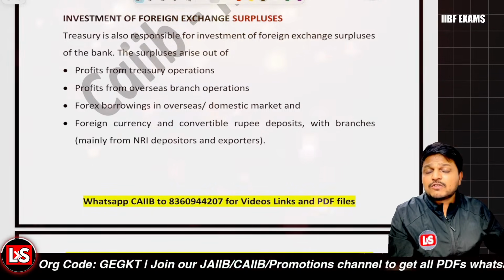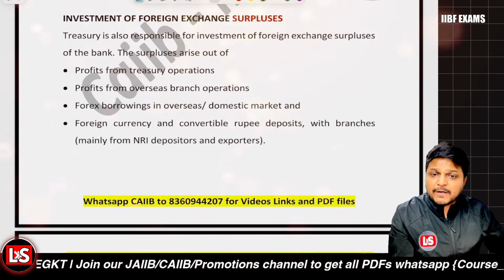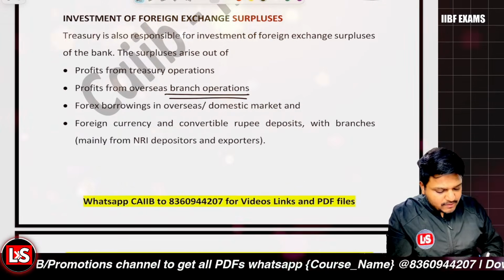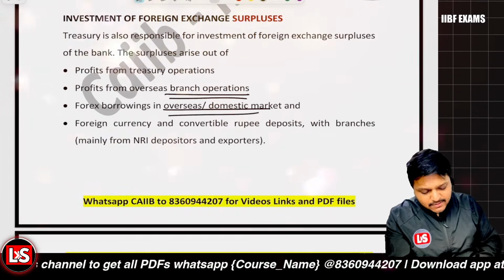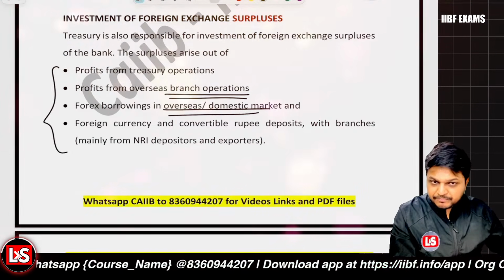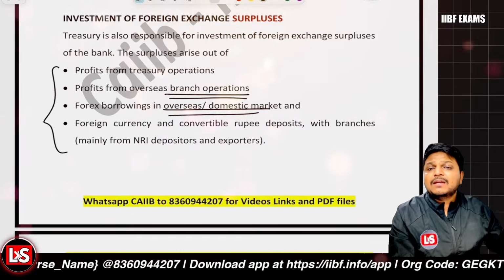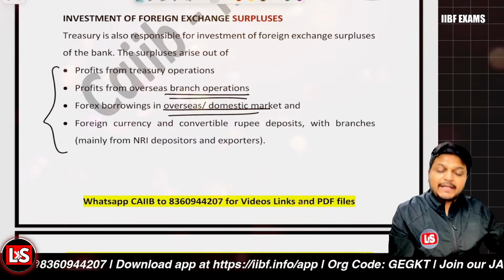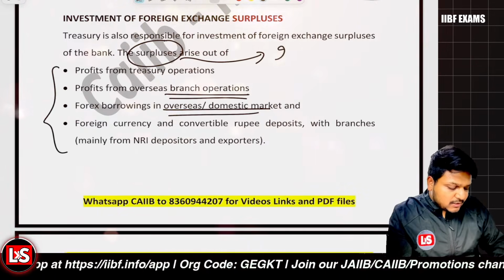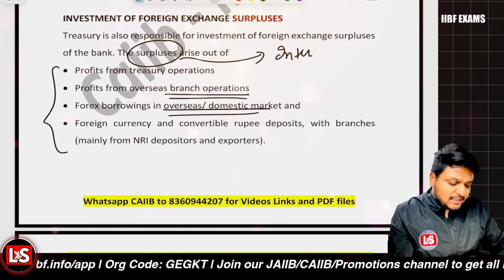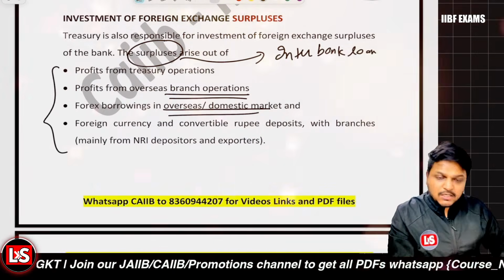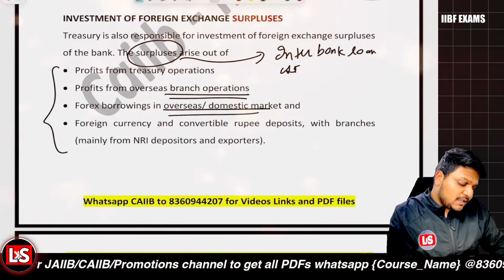Whatever profit you have from treasury operations, the branch operations or your overseas markets, these surpluses can be invested into different avenues, right? You can give interbank loans out of these surpluses. Whatever surpluses you have, you can give interbank loans, right? That is one case, or you can do short term investment in the bank.